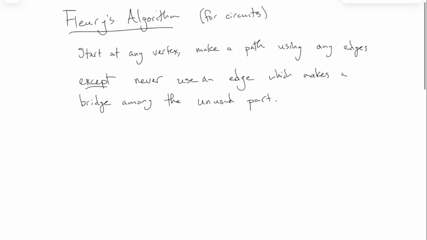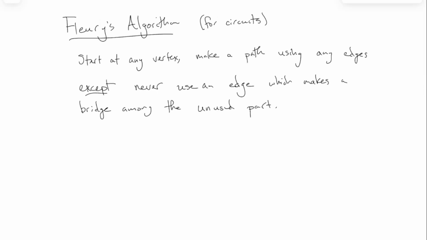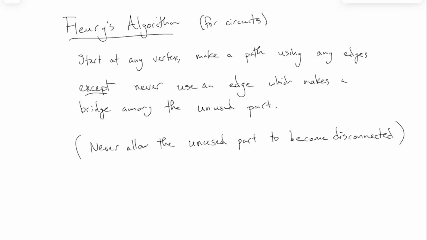All right, and this is called Fleury's algorithm. This is how I said it last time. Another way of thinking about this, I don't know if this sounds confusing to you, is never allow the unused part to become disconnected. This is another way of saying the same thing. Never allow the unused part of the graph to become disconnected. That's the same as saying never use a bridge. Remember, a bridge is an edge which would make the graph disconnected if you were to take it away.